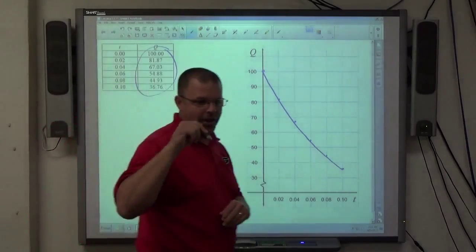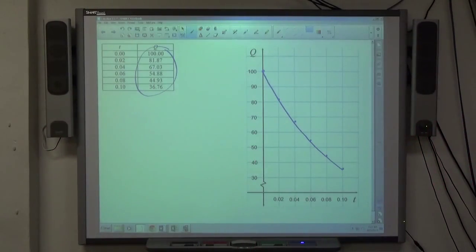It's easier for you guys because your shadow doesn't get in the way as you try and draw it. But there you go. So that's the graph, that's what it looks like.